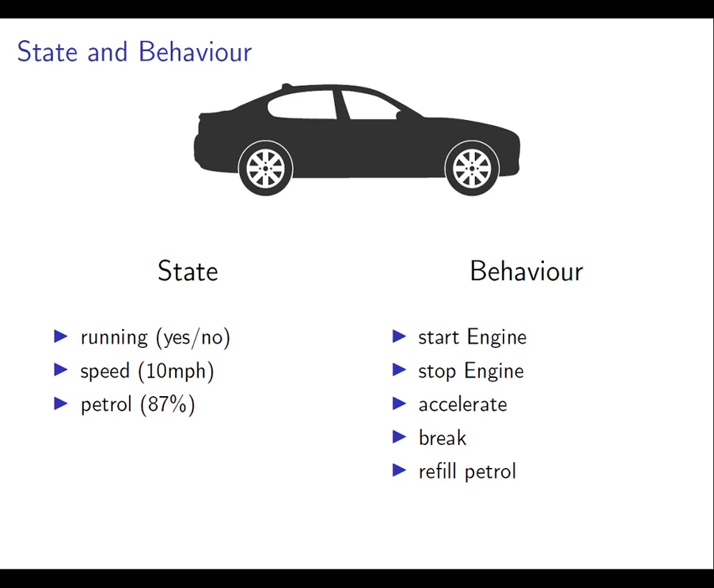Okay? It also has behaviour. It has stuff it can do. So if you have control over a car, you might be able to start its engine, stop its engine, accelerate, brake, and refill petrol, and so on. And notice that these things influence one another. So behaviour that the car carries out is very likely to change its current state. And similarly, its current state is likely to change what behaviour the car is currently able to carry out and the way in which it will carry out that behaviour if you ask it to do so. And these things are true in general of objects as well.